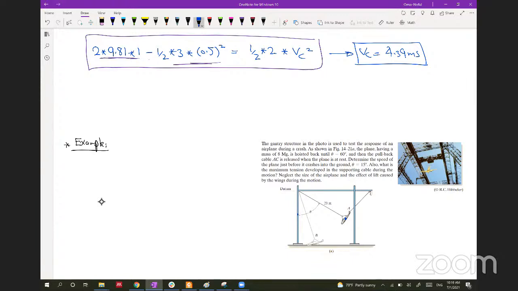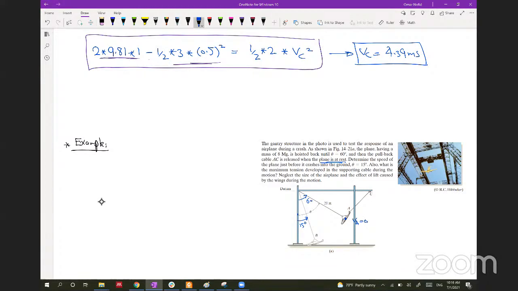So we know here that theta is equal to 60 and VA is equal to 0 because it's released at rest. Determine the speed of the plane just before it crashes into the ground at theta equal 15 degrees. So we know that this is theta equal 60 and this is theta equal 15 degree. Also, what is the maximum tension developed in the supporting cable during the motion? Neglect the size of the airplane and the effect of the lift caused by the wings during the motion.